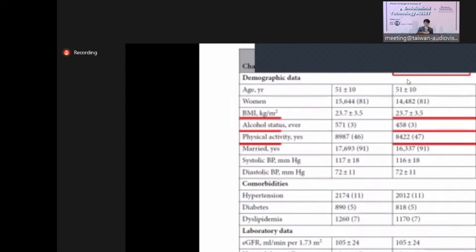This is the baseline characteristic of the non-exposure group and the exposure group. We could find some interesting things, like in the exposure group, they have higher BMI, which means when you are exposed to secondhand smoke, maybe you will become fatter, more obese, with a higher prevalence of alcohol use and a lower prevalence of physical activity.